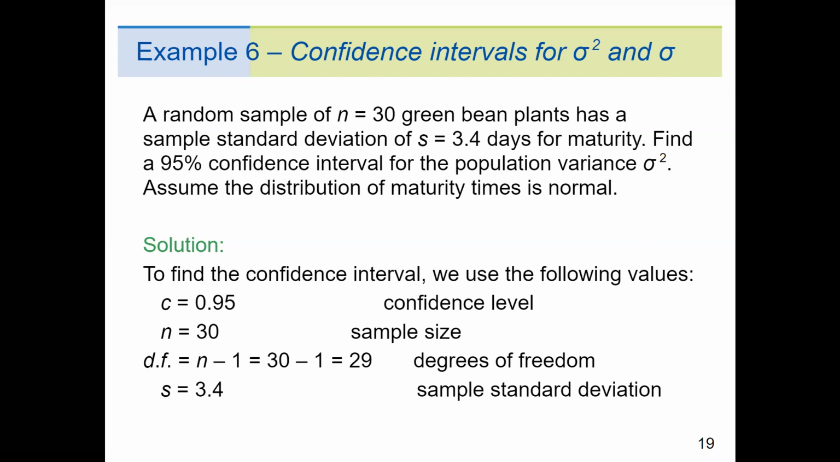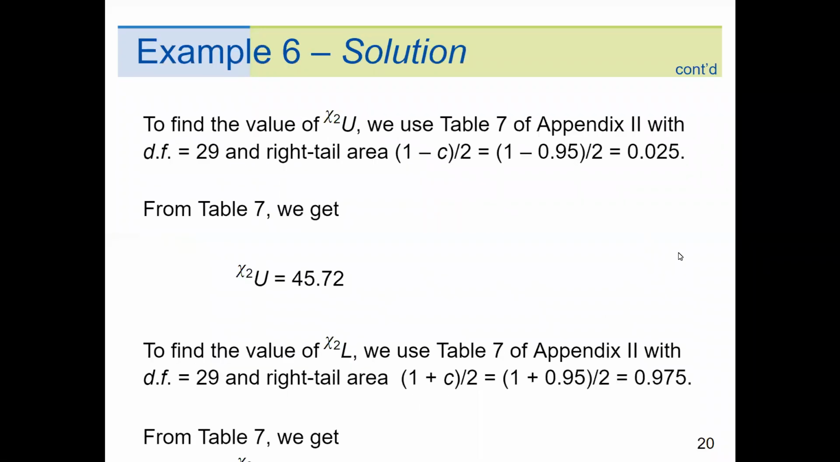To find the confidence interval, we use the following values: c equal to 0.95, n equal to 30, degrees of freedom equal to 29, s equal to 3.4. To find the value of chi-squared, the upper value. That's going to be upper and lower bounds.